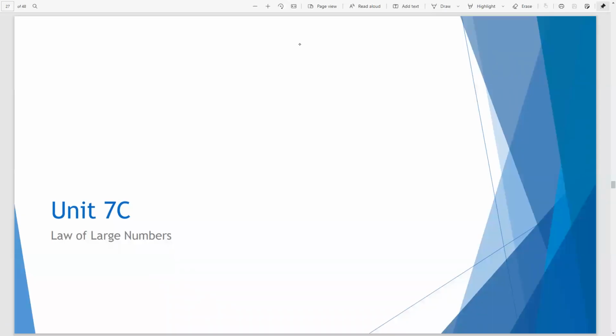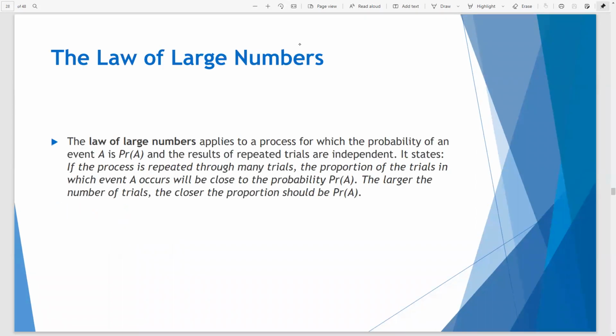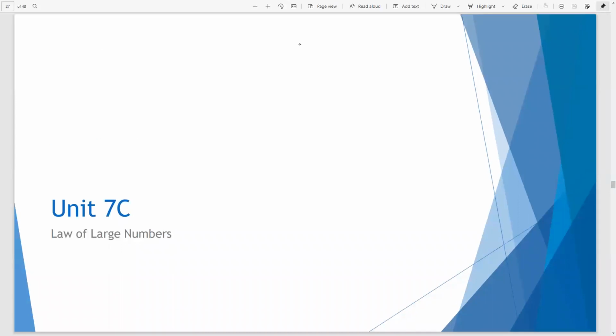Welcome back to the course. The next unit we're going to cover is about the law of large numbers. All right, the law of large numbers.